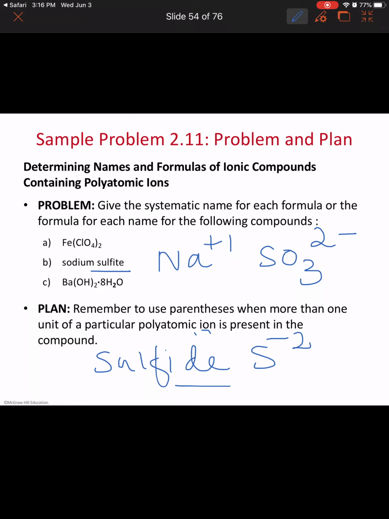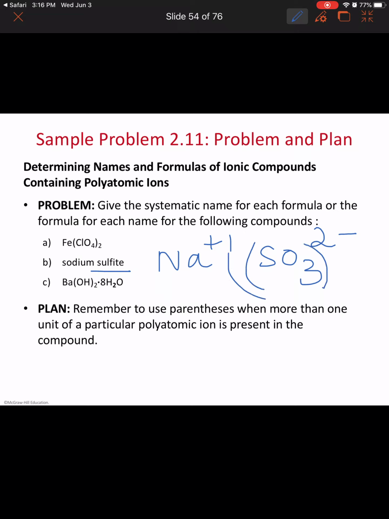Now these are the two ions, sodium and sulfite. Now we need to put this together to find out the formula. So how do you write the formula? Again, you're going to crisscross the charges. One goes here, two goes right there. So then sodium sulfite would be Na2SO3. And remember, you don't have to put the parentheses since it's only one sulfite group. So that's the formula for sodium sulfite.